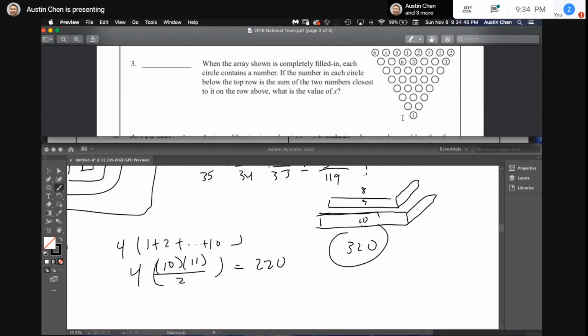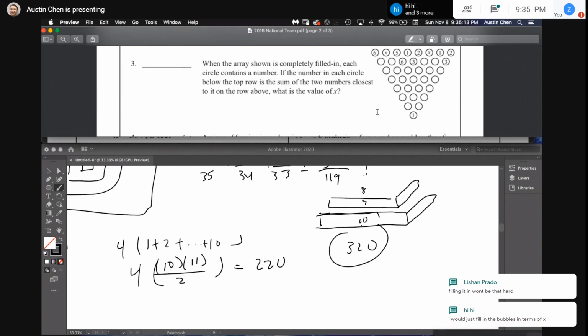Honestly, the only way I see to do this problem is just to fill everything in. I'm not sure if there's any other good way to do it. Maybe there is, but I don't know. I think you just sum all the numbers. What do you think, Bill?